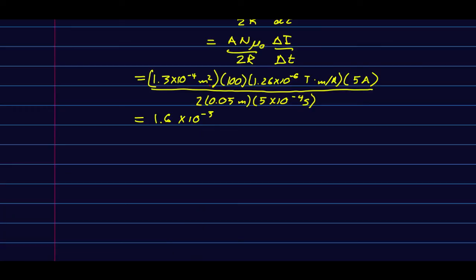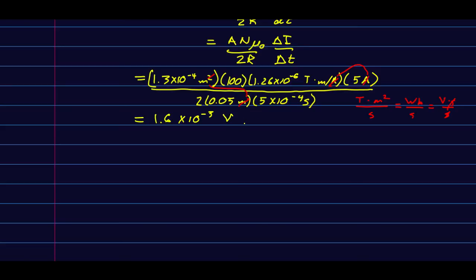Meters squared, well, one of those meters squared takes out that meter. Amps take out amps, and so at the moment we're left with Tesla meters squared per second. But a Tesla meter squared is a Weber. So we've got Webers per second, and we've already seen that a Weber is a volt second. So this is coming out in volts, as we expected it had to. And so we've got 1.6 millivolts.